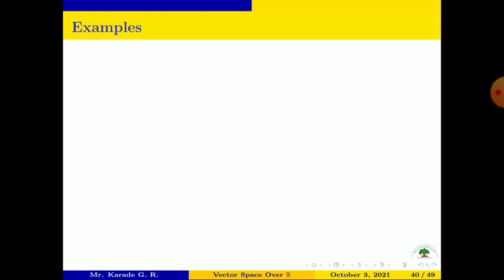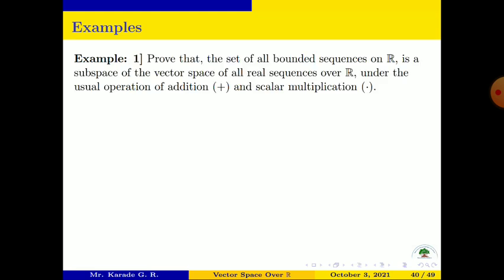In this lecture, we try to solve some examples on subspaces. Let us consider the first example. Prove that the set of all bounded sequences on R is a subspace of the vector space of all real sequences over R under the usual operations of addition and scalar multiplication.